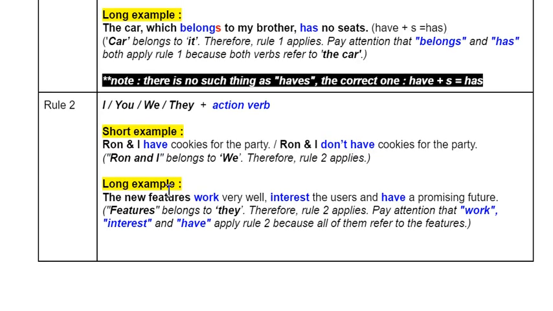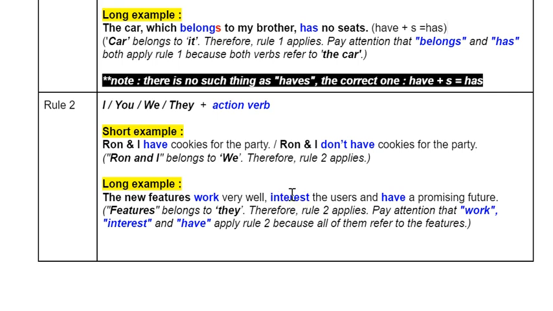Alright. What about a long example? Again, pay close attention, especially when you have longer sentences. You have to be consistently using the rule, or the formula. The new features work very well. What work very well? The new features. There are more than one feature, right? They. So the new features work, without any addition, very well.